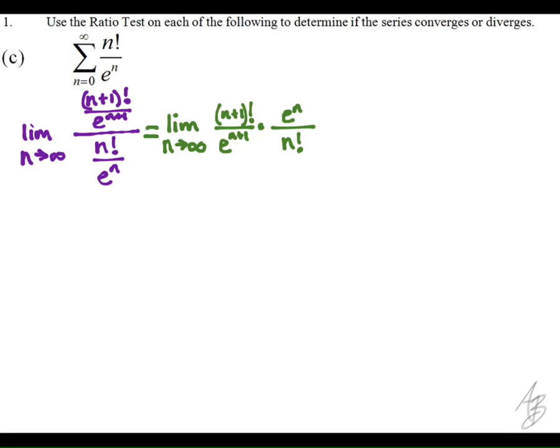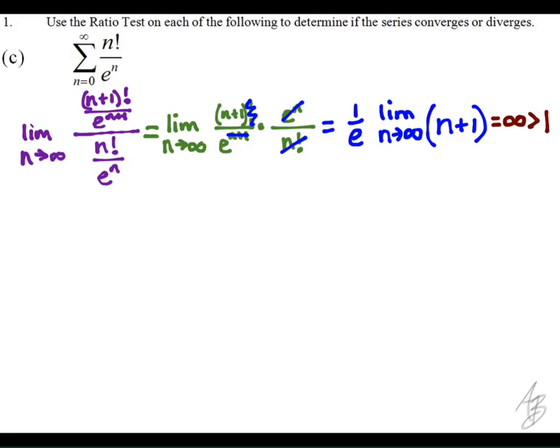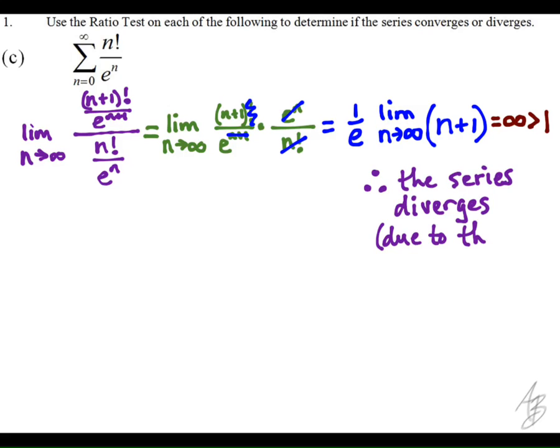This time it's going to simplify in 2 ways. The e to the n plus 1 and the e to the n will simplify, but also the n factorial and the n plus 1 factorial will simplify. Since n plus 1 factorial is just n plus 1 times n factorial, we end up with this. As n approaches infinity, we're going to have 1 over e times infinity, which is infinity, clearly greater than 1. So according to the ratio test, this series will diverge.